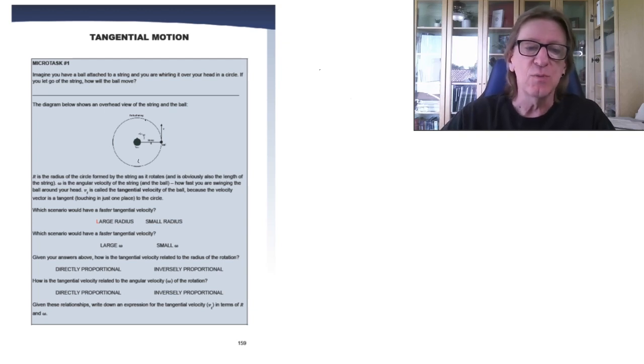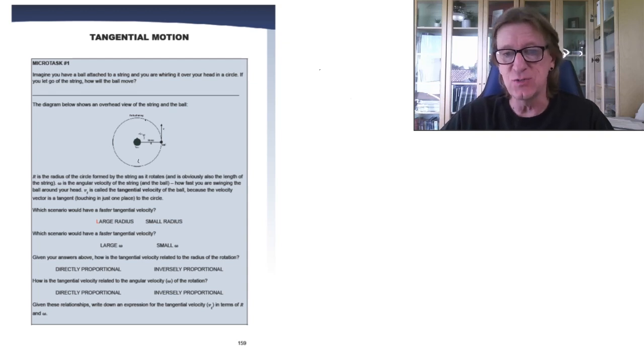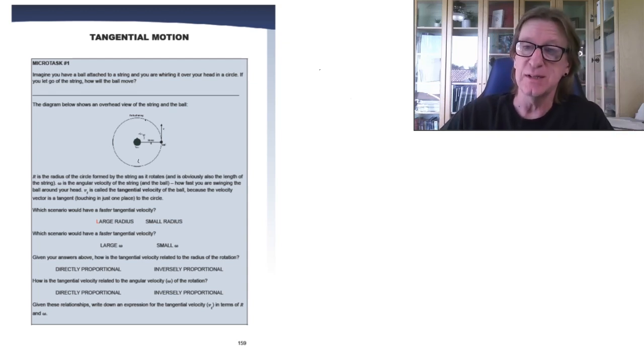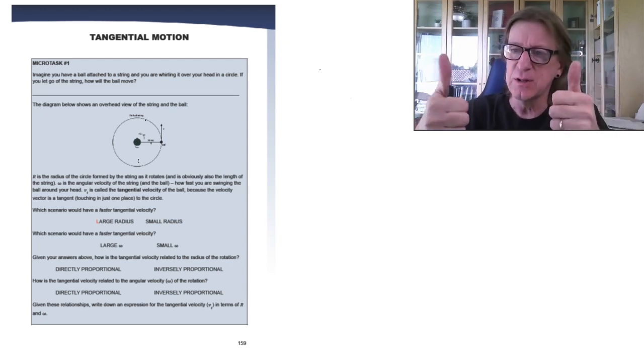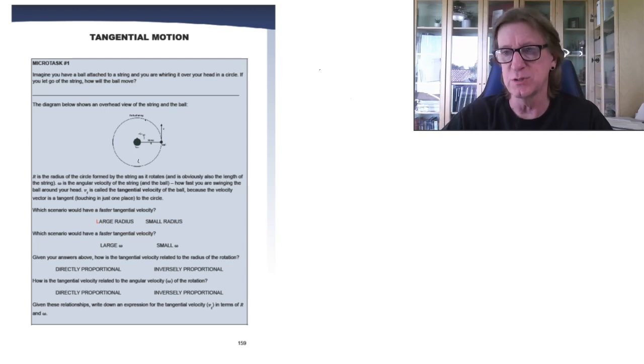All right, so let's see if we can work out an equation that relates the tangential velocity to the angular velocity. We're going to do this the same way we always do. Think about what physical quantities could change and then decide, are they directly proportional or are they inversely proportional? If they're directly proportional, they go in the top. If they're inversely proportional, they're going to go under a fraction bar. All right, so the first question says, which of these scenarios would have a faster tangential velocity? Now this might be a little tricky, but think about it. Make your first guess, commit to it, and then we'll go from there.